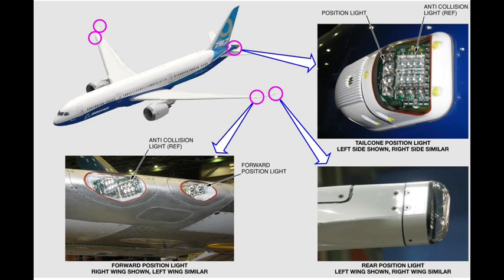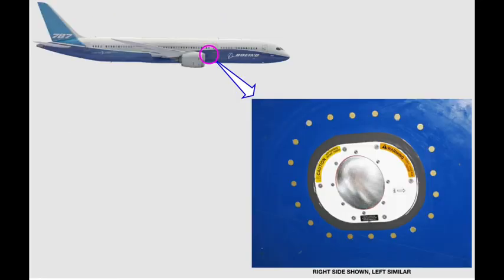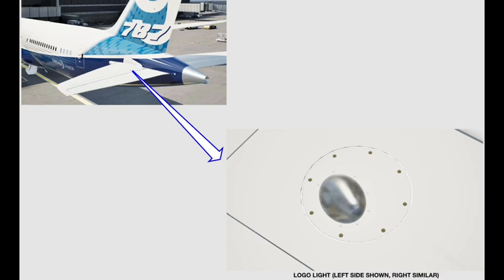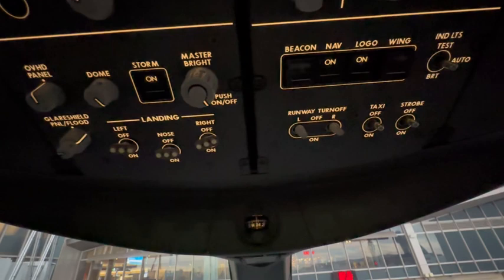Up next, we got the wing lights. This is to illuminate the leading edge of the wing and the nacelle. Beacon is going to be the top and bottom red blinking light. The logo light is what's on the horizontal stabilizer, illuminating the vertical stabilizer. And as the name would suggest, illuminates the logo of the carrier.